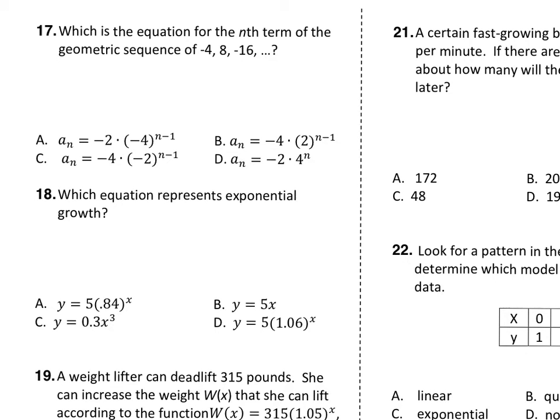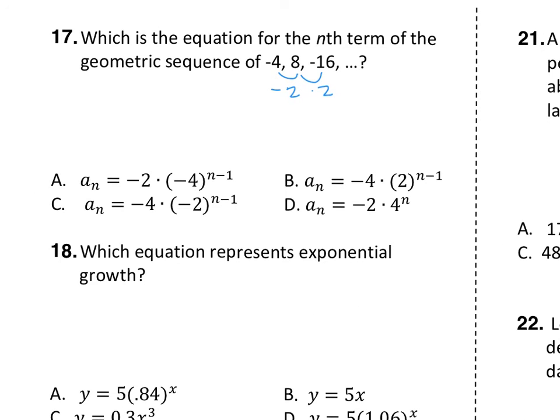Number 17, which is the equation for the nth term of the geometric sequence of negative 4, 8, negative 16, and so on? So I can tell that the common ratio here is times by negative 2. So if I look at my following choices here, and I'll zoom in, I see a lot of different recursive formulas. So if you can recall the formula for a geometric sequence, it is first term times the common ratio to the n minus 1 power. So here, as I look at my choices, I can see that letter C has my first term of negative 4, my common ratio of negative 2, then to the n minus 1 power.